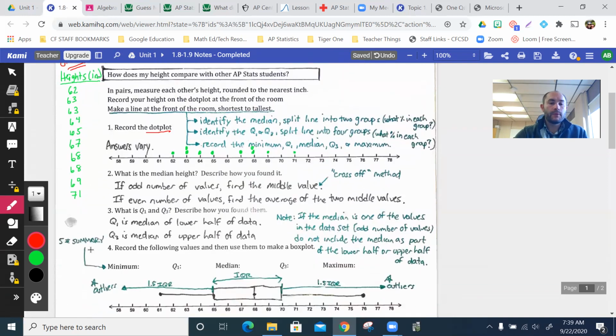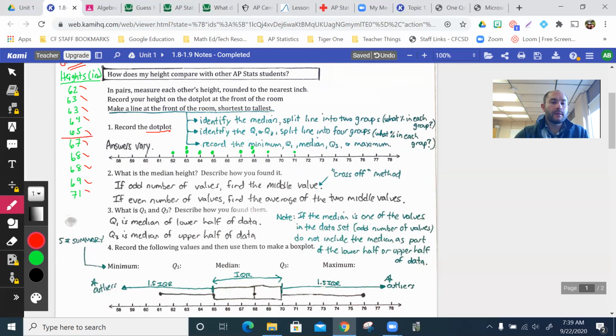So the first question is, what is the median of the height? Describe how you found it. The median is the middle value. So you can go through here and say, okay, this is 71, 62, and you narrow your way to the middle once they're ordered, just checking them off. Once we get to the middle here, there's nothing left.